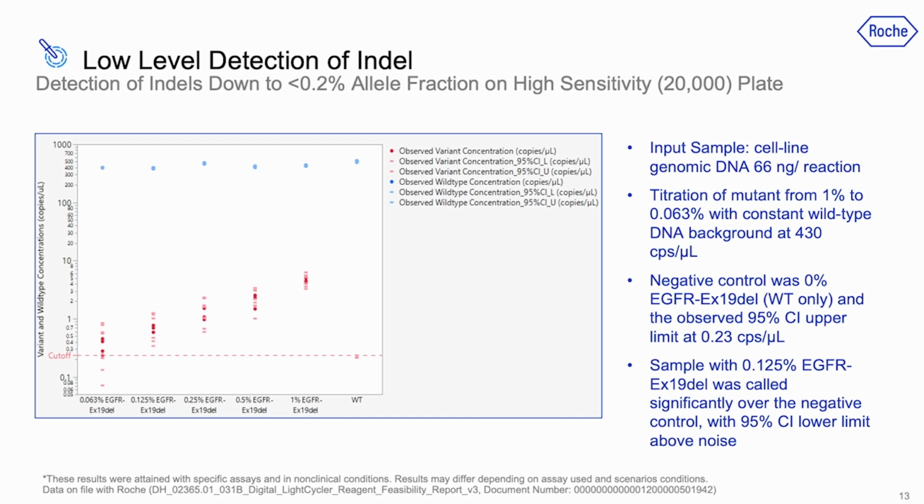And very similarly to the rare mutant detection, we just wanted to look at the wild type to set the cutoff based on the noise that was observed. In this case, it's the confidence interval that sets that cutoff, and we're looking at about 0.23 copies per microliter. And so what I hope you can appreciate again is, based on the cutoff, that we have two samples, two replicates at 0.125% that can be significantly called over that established cutoff from the wild type. Again, very nice resolution, really great separation.